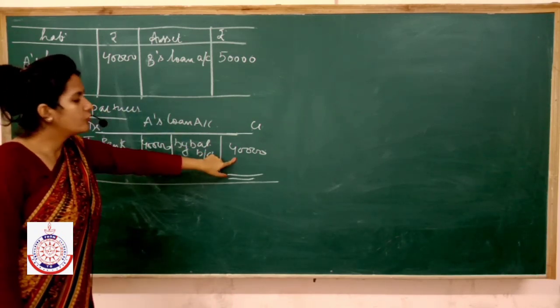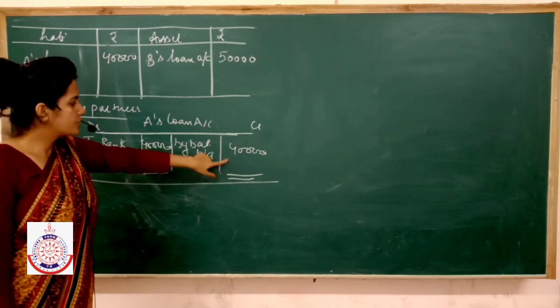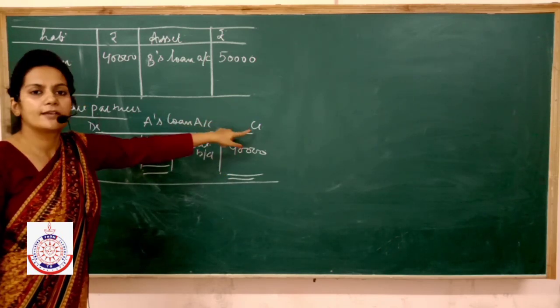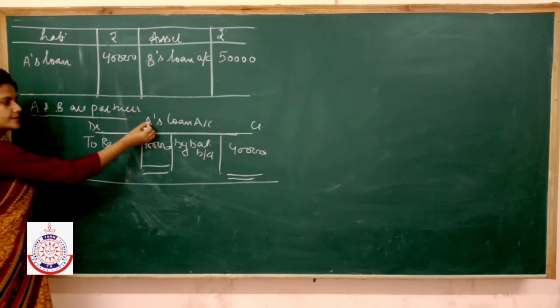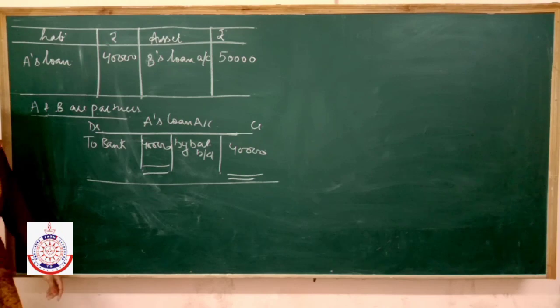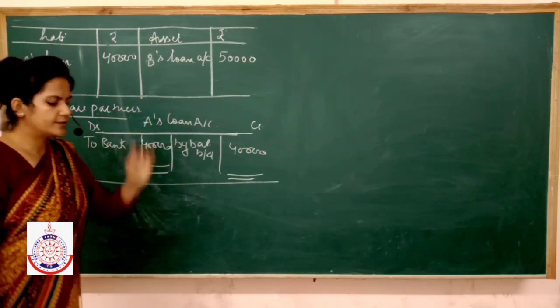This is the amount of loan which he has given to us. It is on the credit side because all the liabilities are having credit balances. Now we are going to make the payment for this loan, so we will be passing the entries A's loan account debited to bank account. Now come to the other side.